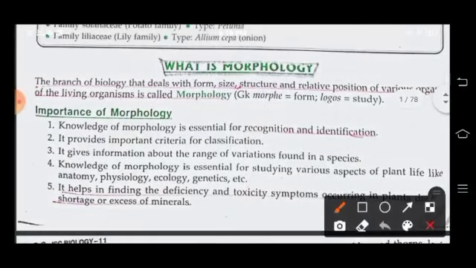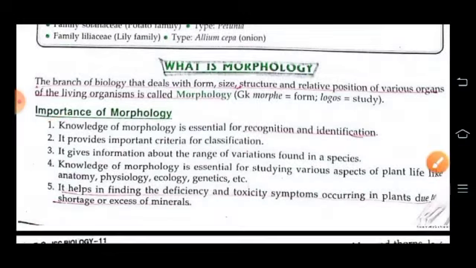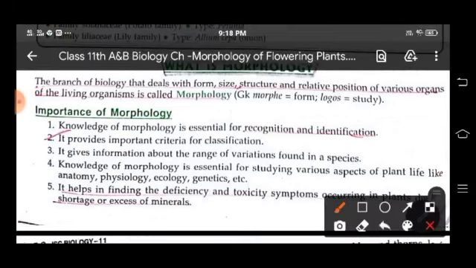Because it gives the knowledge of essential organs for recognition and identification. It also provides important criteria for classification. It gives the information of various species found on this earth. It also provides the essential knowledge for the various aspects of plant life like anatomy, physiology, ecology, genetics, and it also helps in finding the deficiency and toxicity symptoms which occur in plants due to shortage or excess of minerals.